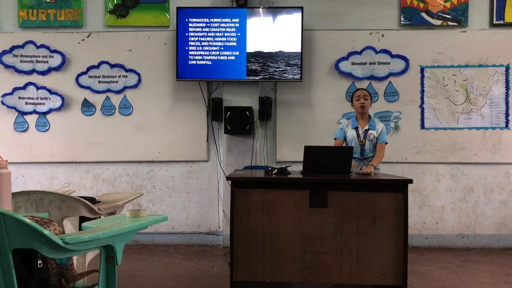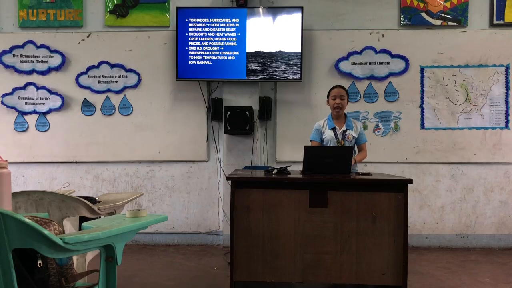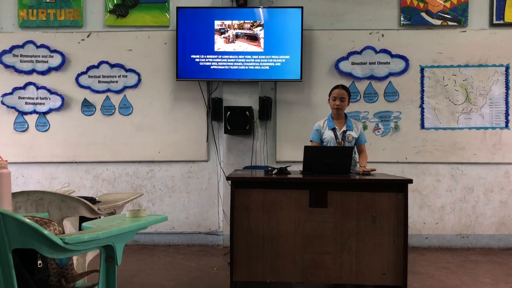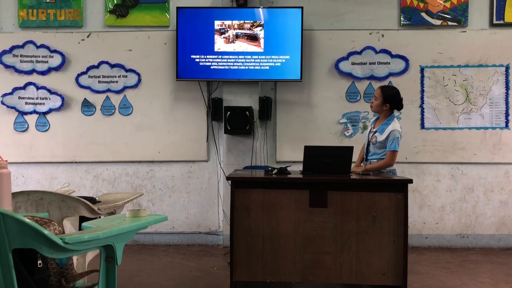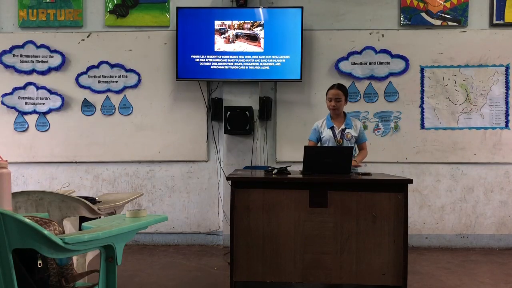During 2012 in the U.S., drought caused widespread crop losses due to high temperatures and low rainfall. So this is an image of a resident of Long Beach, New York, digging out from around his car after Hurricane Sandy pushed water and sand far inland in October 2012. It destroyed homes, commercial businesses, and approximately 10,000 cars in this area alone.